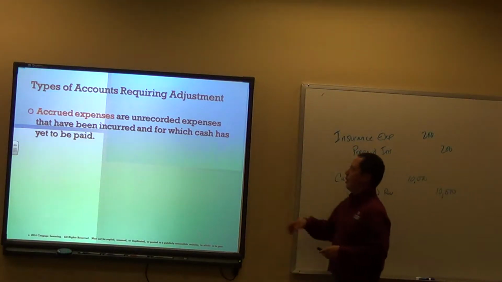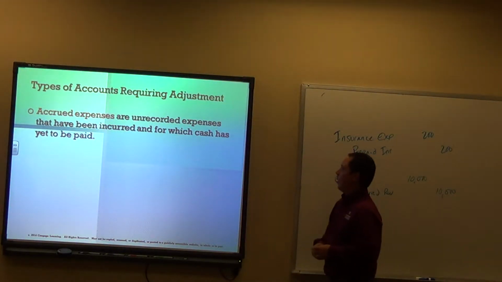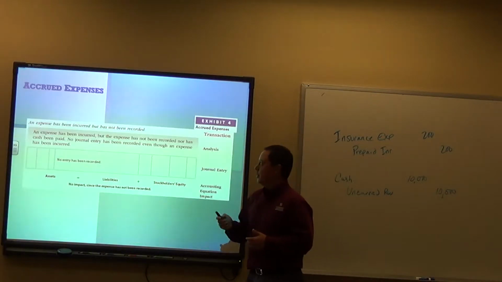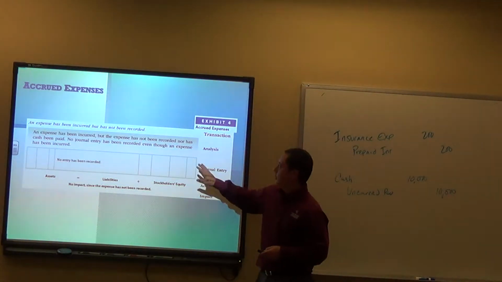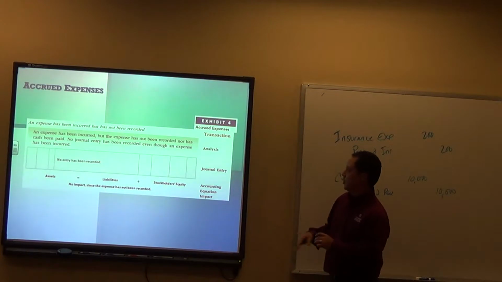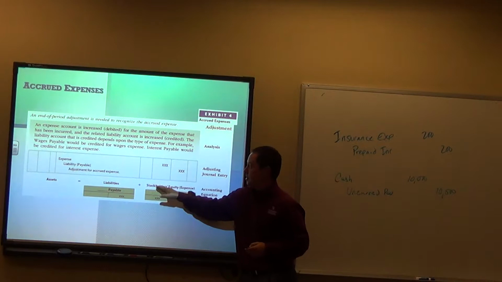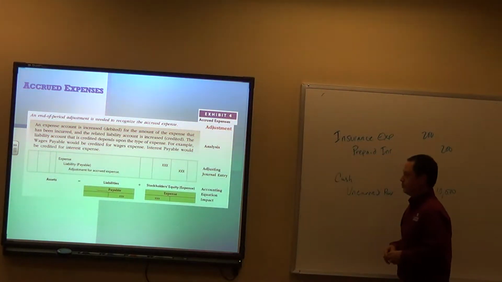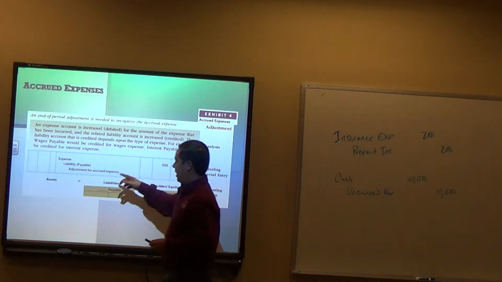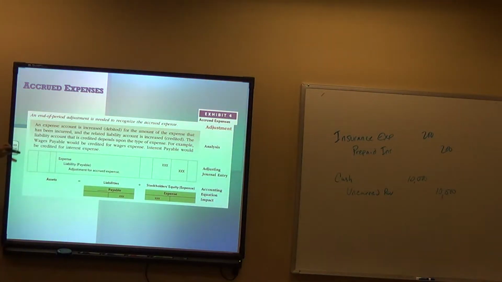So we have accrued expenses, or unrecorded expenses that have been incurred and for which cash has yet to be paid. So again, here we're not showing anything on this one just yet. But at the end of the month, we're going to have some of those there. So we may have an expense, and you can see the interest expense, for example, wages payable. We'll get into that in a little bit, and then interest payable and how that all works. And sometimes what happens is because of the timing of when the pay period ends compared to your month.